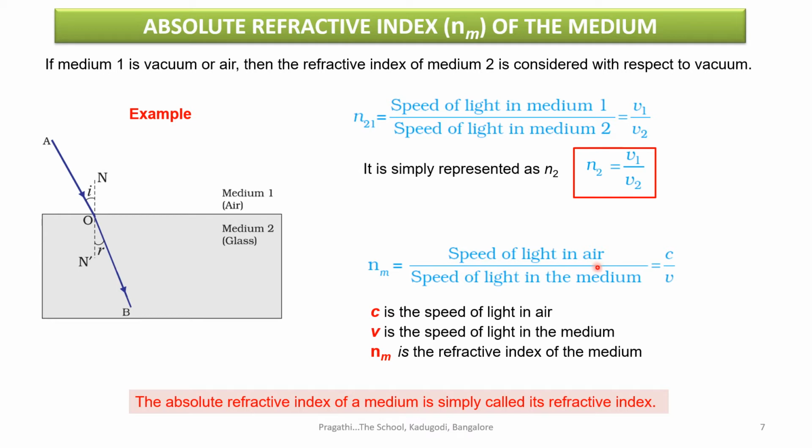So the speed of light in air can be represented by small c. Then the speed of light in the medium is nothing but velocity, which can be represented by small v. So Nm is equal to c by v. Clear? Nm is equal to c by v. What is Nm? It is the absolute refractive index. Clear?